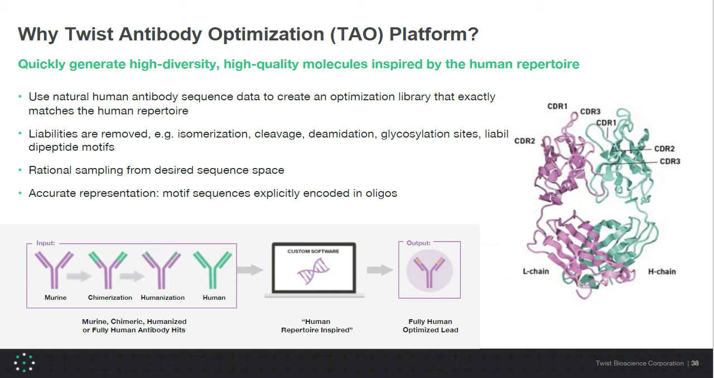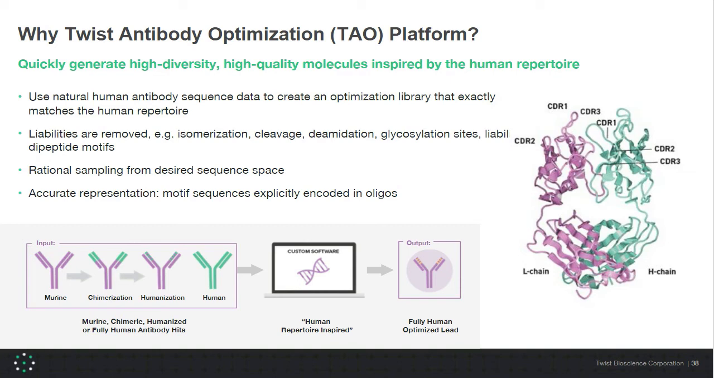We can then synthesize those CDRs and create a custom focused library where we shuffle that natural human diversity in your fully human antibody scaffold. If your antibody is a mouse antibody, we can also humanize and create a humanization library at the same time, where we're shuffling natural human diversity in the context of a humanized scaffold.